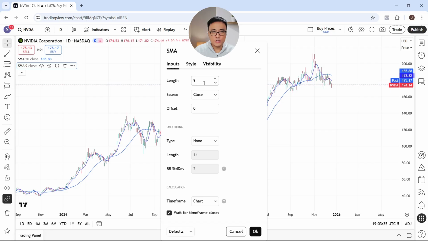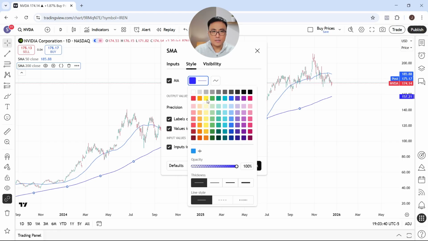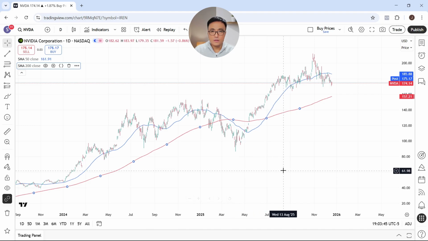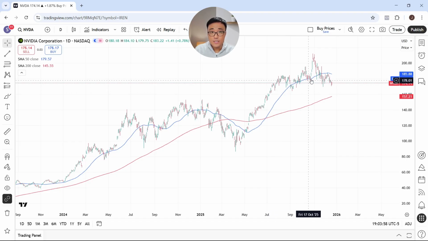This one, let's change it to the 200. And for the style, just to make it clearly distinct, let's make it red. And here we go. We got the 50 and 200. And to quickly look at the trend, just ask one question. Is the 50, the shorter moving average, over the longer moving average? And yes, it is. All right. So that is a good sign that it's in an uptrend right now.